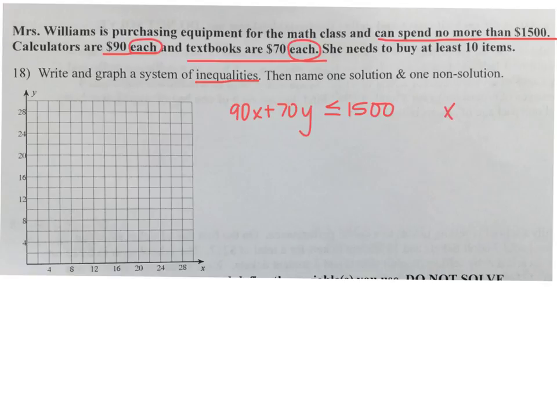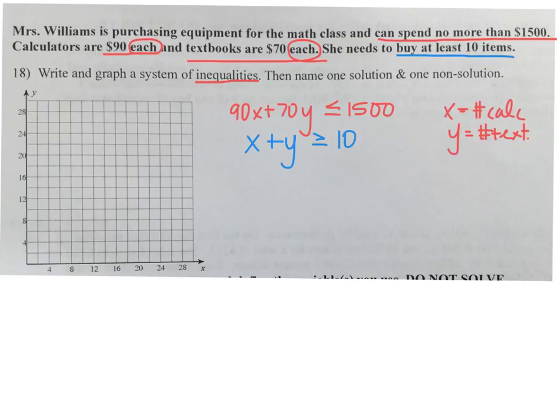And we want to make sure that we define what x and y stand for. So x is for the number of calculators, and y looks like it's going to be for the number of textbooks. And then we also have this additional value that says that we need to buy at least 10 items. So if I want to buy at least 10 items, items alone just means the solitary variable. So that's x plus y is at least, which is greater than or equal to 10.